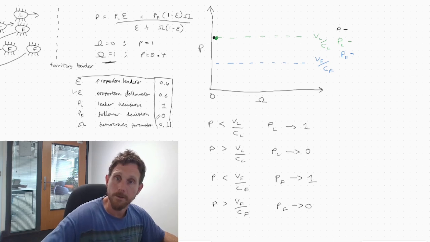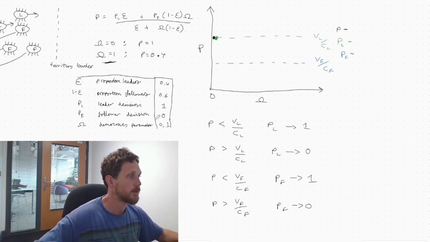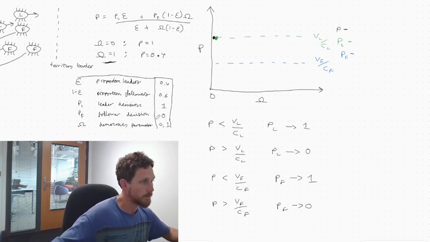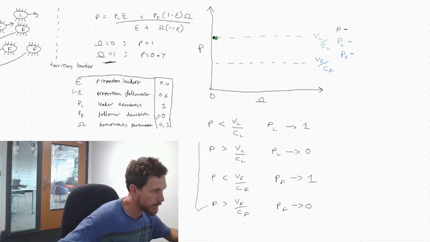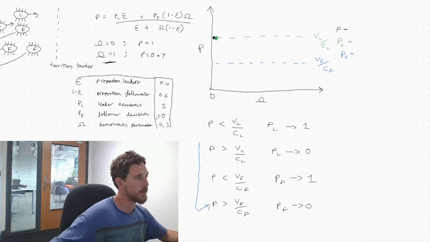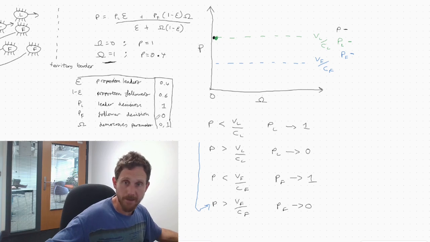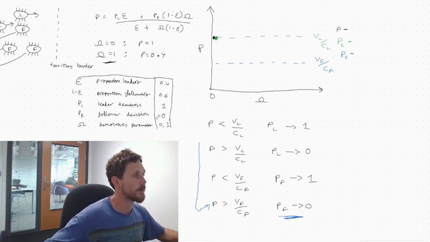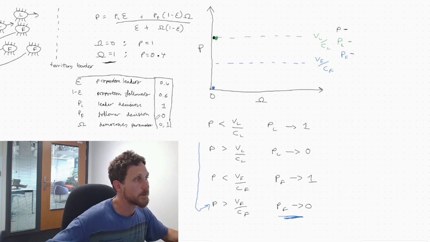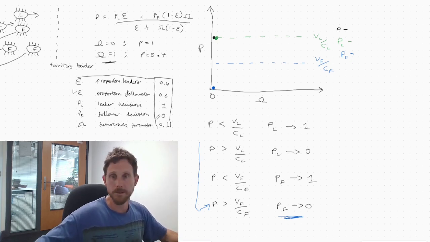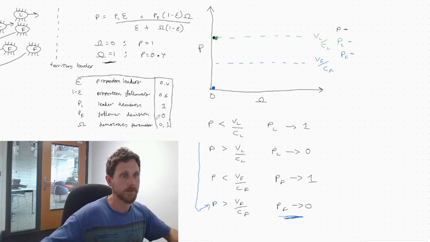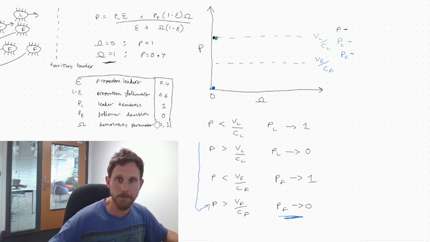Now, what are the followers going to play when this is the case? Well, here's where we can go back to our derivations and say, okay, what happens when P is greater than VF over CF? Well, we see that PF tends towards 0. They're always going to do better playing dove. So they're going to evolve towards trying to avoid encounters with other groups, or at least being peaceful when they meet.